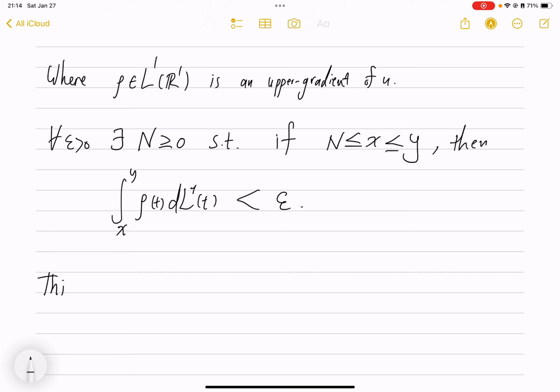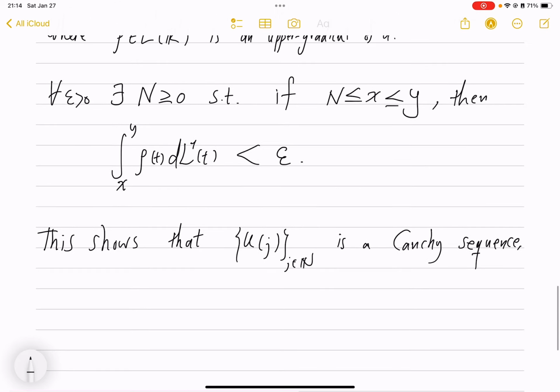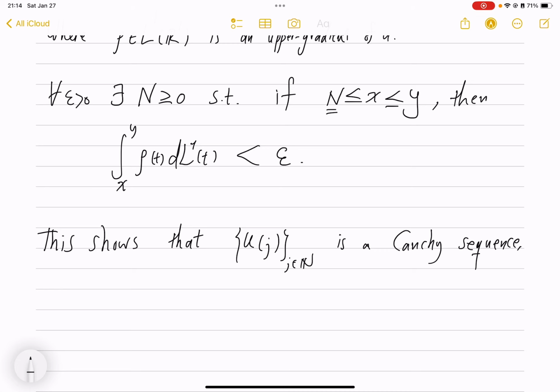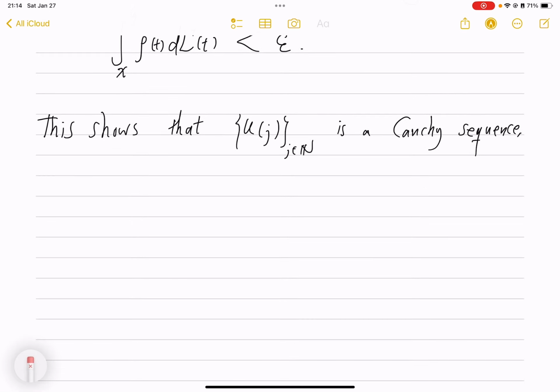This shows that if you take u of x_j, with j belonging to the natural numbers, it is a Cauchy sequence, right? Because if you give me an epsilon positive, I take this n, and for j and j prime both bigger than that n, we will have their difference less than epsilon. So because this is a Cauchy sequence of real values, it has a limit, say alpha, which is a real number and not infinity.